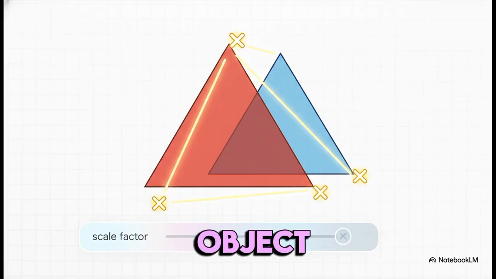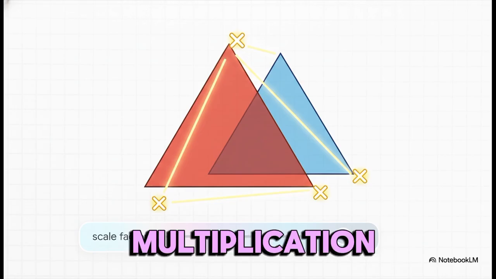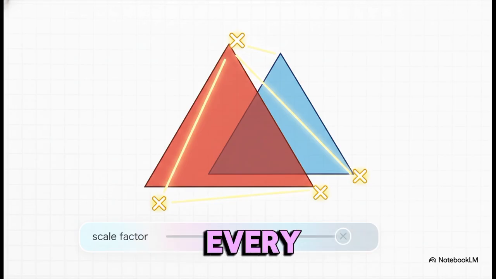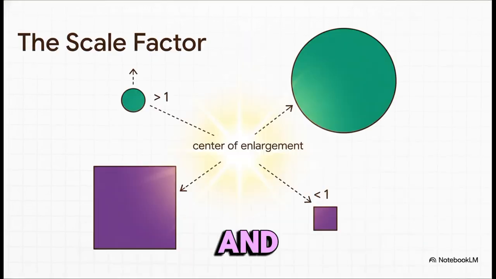So if moving an object, translation, was all about addition, scaling is all about multiplication. The computer just takes every single coordinate, both x and y, and multiplies it by the same number. We just call that number the scale factor. And the rules for this are super simple. A scale factor bigger than 1 makes the object bigger. A factor less than 1, like 0.5, makes it smaller.